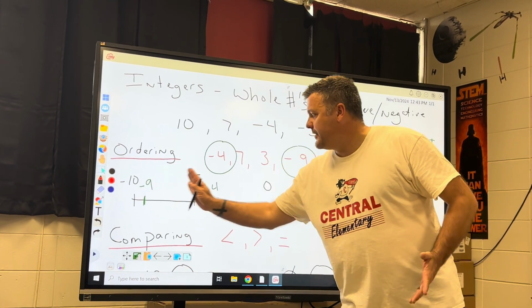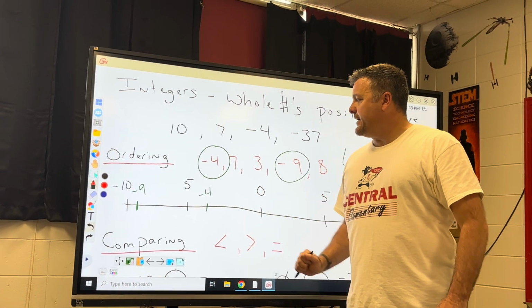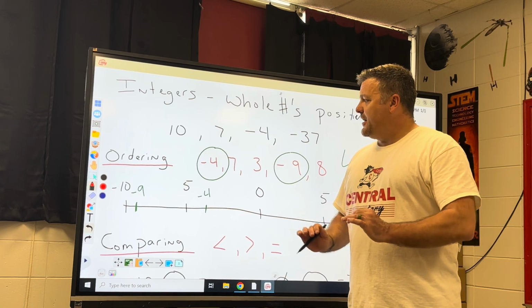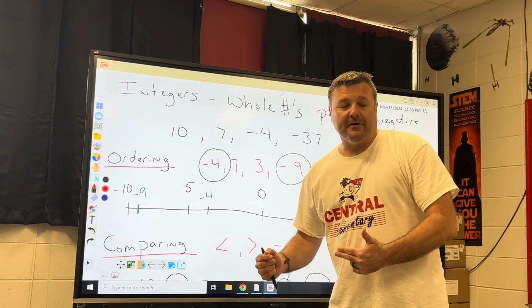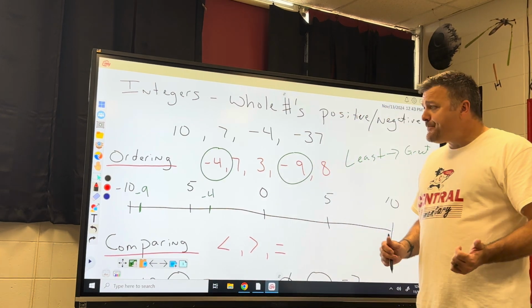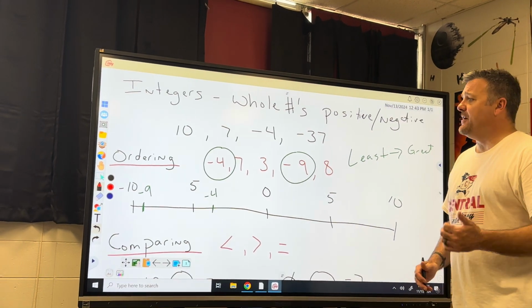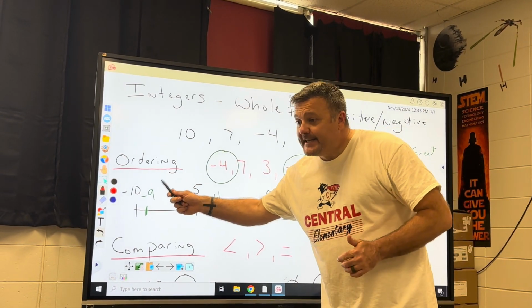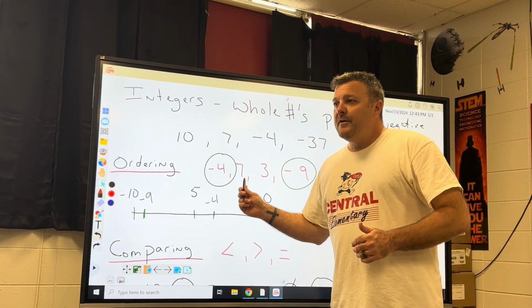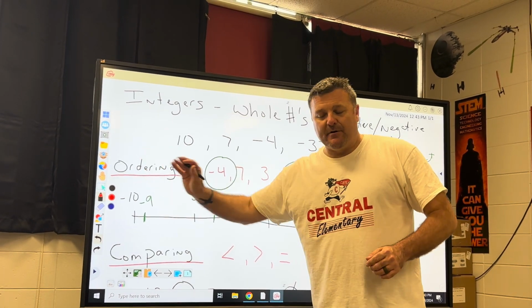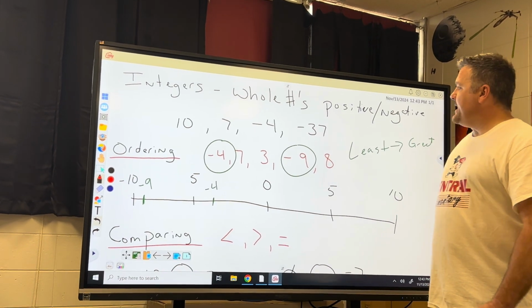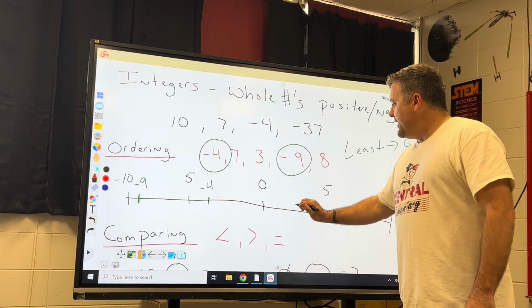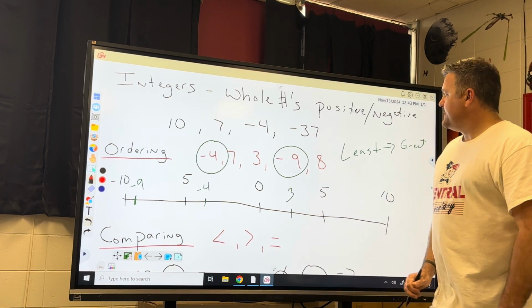-9 is way out here, -4 is right here. We talked a lot about which one is bigger, which one is smaller. Well, -4 is bigger or larger than -9. And we had to really focus on, hey, it doesn't matter that the digit 9 is greater than 4. What matters is how far away from 0 are we moving out there, okay? And once we took care of the negatives, now we can just focus on the positives, okay?